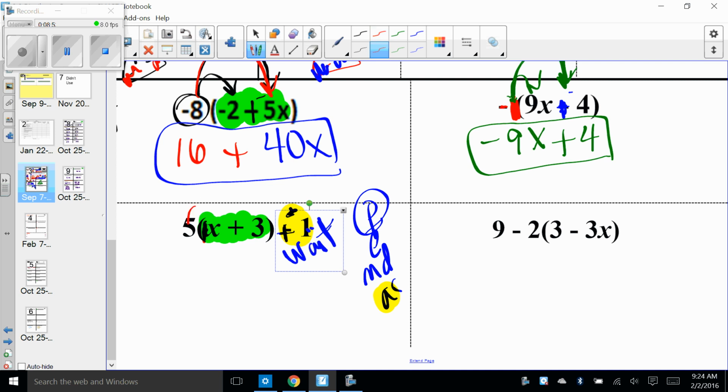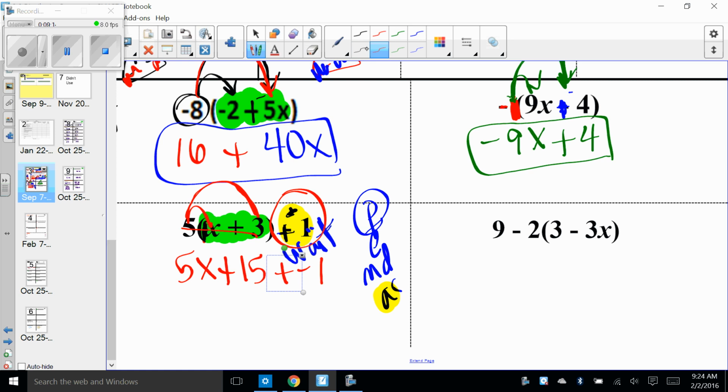Distribute to kill. 1, 2. 5 times 1 is 5. Drag that x down. Drag that add sign down. 5 times 3 is 15. We just killed that parenthesis. Okay, now, this guy's outside of the group, plus -1. If I haven't used it, drag it down.